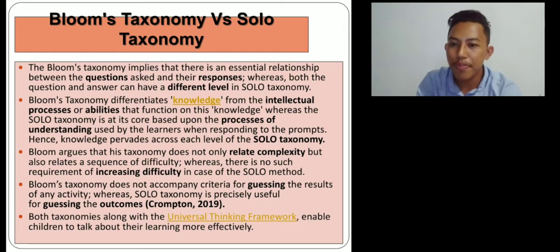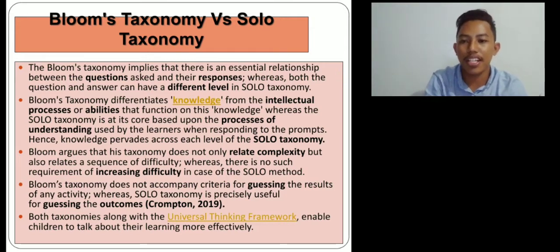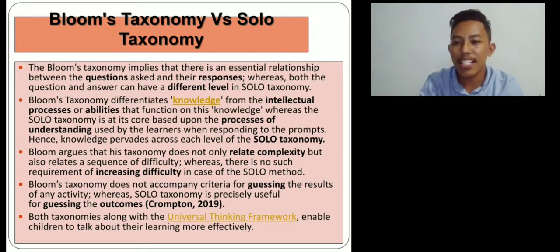Bloom's taxonomy versus SOLO taxonomy. Bloom's taxonomy implies that there is an essential relationship between the question asked and the responses, whereas both the question and answer can have a different level in SOLO taxonomy. Bloom's taxonomy differentiates knowledge from the intellectual processes or abilities that function on this knowledge, whereas the SOLO taxonomy is at its core based upon the processes of understanding used by the learners when responding to the prompts. Hence, knowledge pervades across each level of the SOLO taxonomy.